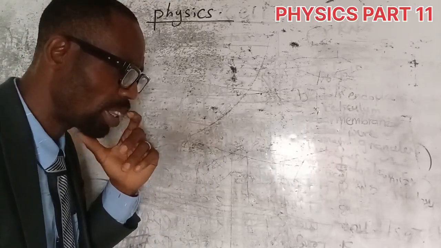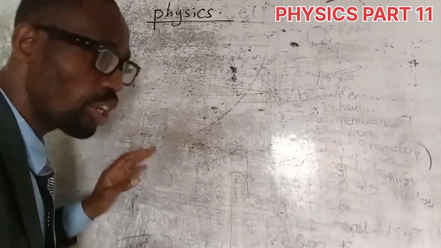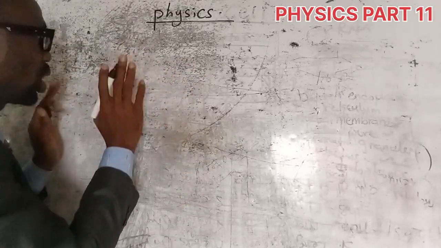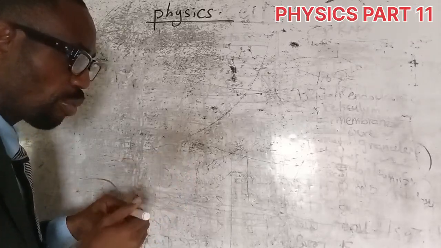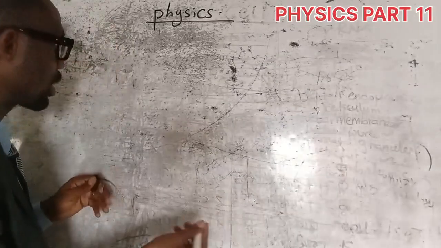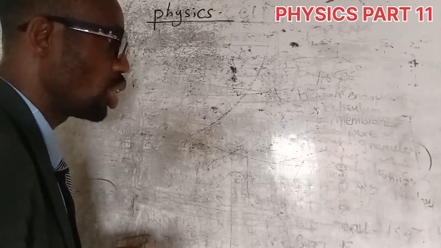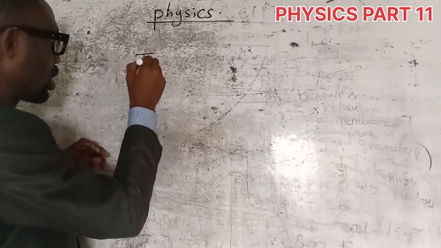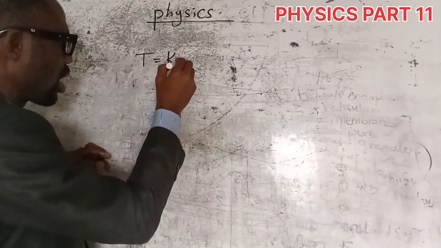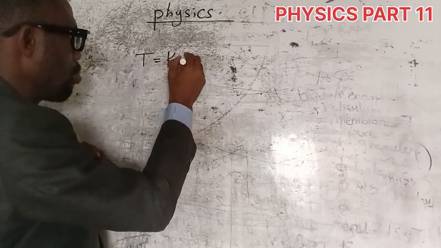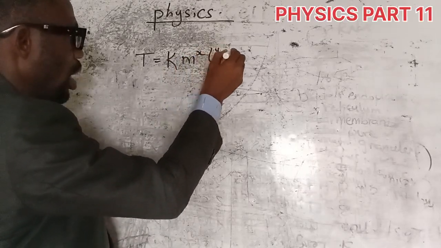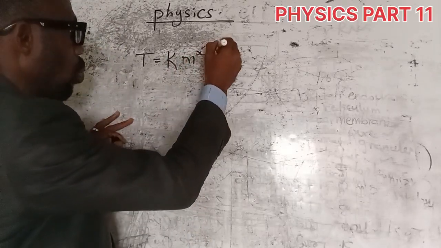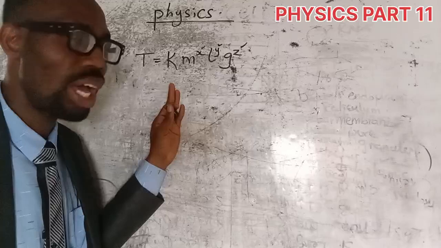In that example, I remember we were talking about the period of oscillation. I want to continue the solving so that I can give more examples. If the period of oscillation of a simple pendulum is related to the mass, to the length of the thread, and to the acceleration due to gravity, they gave us a relationship: T equals K M raised to power X, L raised to power Y, and G raised to power Z. And then they said we should find X, Y, and Z, and see if we can use it to generate a formula as the case may be.